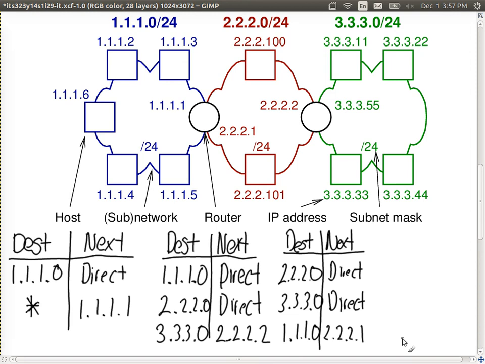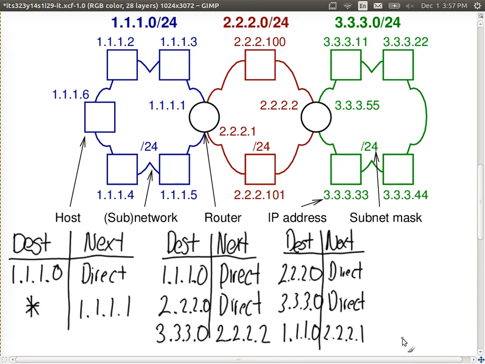For this second router, I've done it just in a different order, saying if I want to send to a subnet, I'll call it subnet 2, send direct, because I'm attached to this subnet. If I want to send to the green subnet, 3.3.3.0, send direct, because I'm also attached to that. If I want to send to the blue subnet, 1.1.1.0, I need to send to router 2.2.2.1. So there's the routing table for our second router.